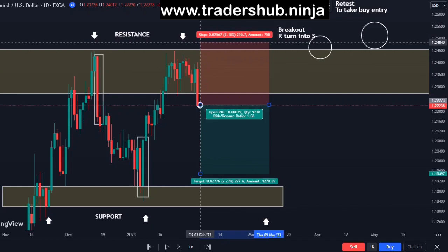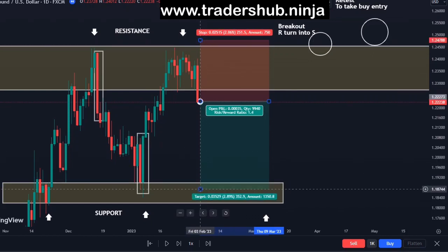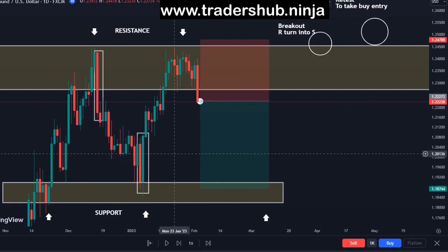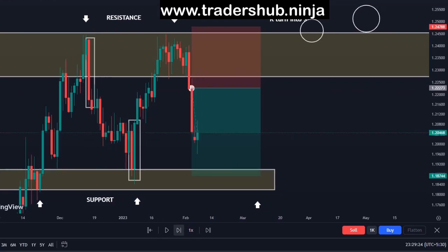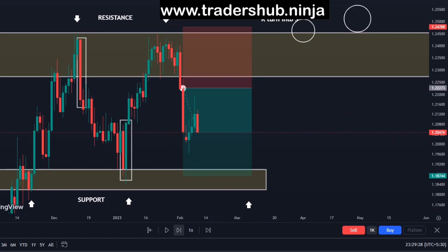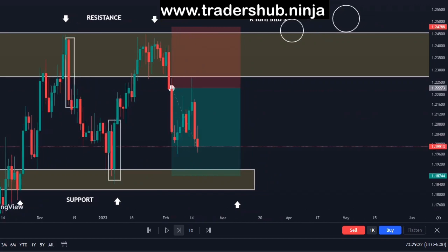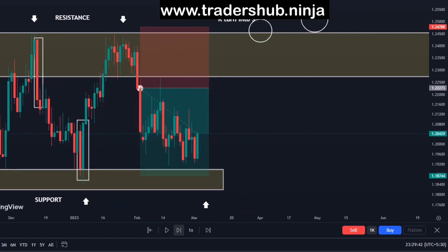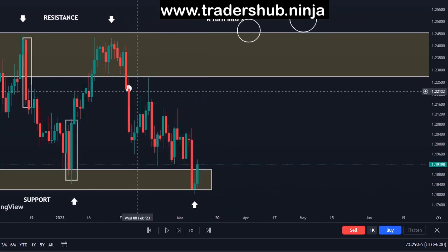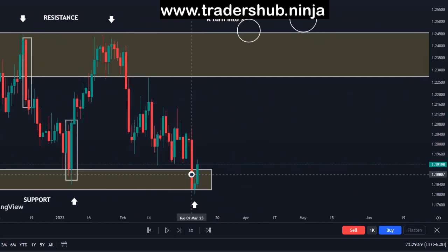Same as before, our stop loss is above the swing high. Our target is our support level, the previous support level. The market was respecting the resistance zone. Sellers are in control of the market. A lot of bearish candles will form in the real market. Now our target was hit. Look at these three candles. The first one is a bearish candle and the next candle is a bullish candle.